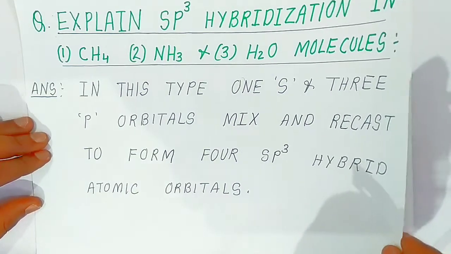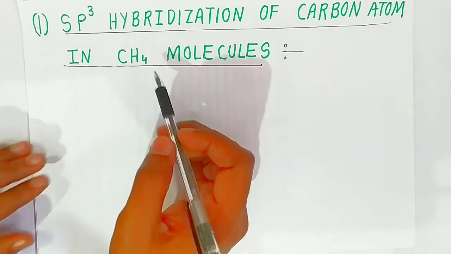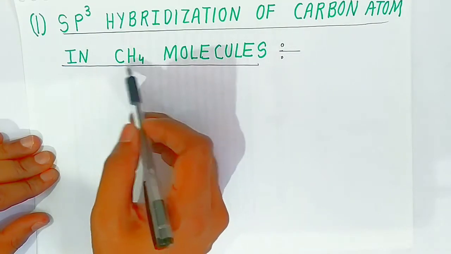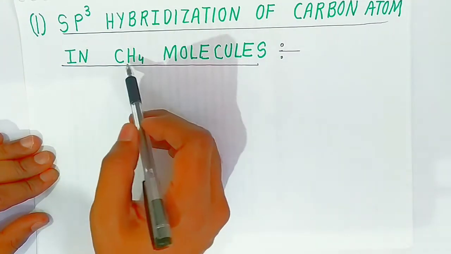First we are going to see the sp3 hybridization of the carbon atom in the methane molecule. This is methane, CH4, the methane molecule, students.